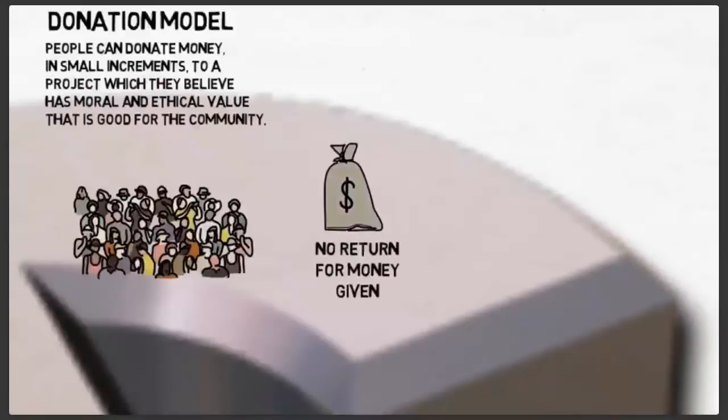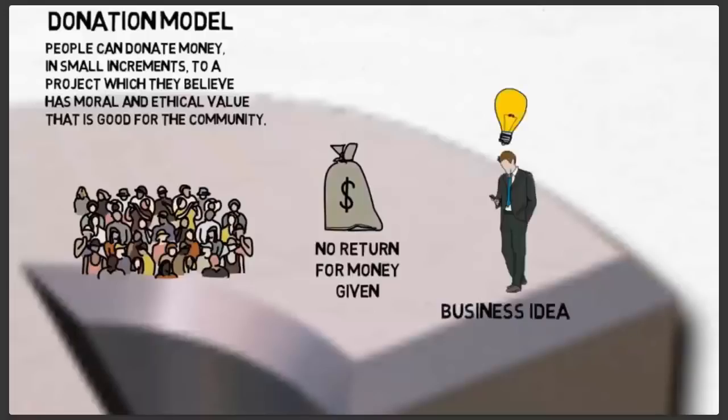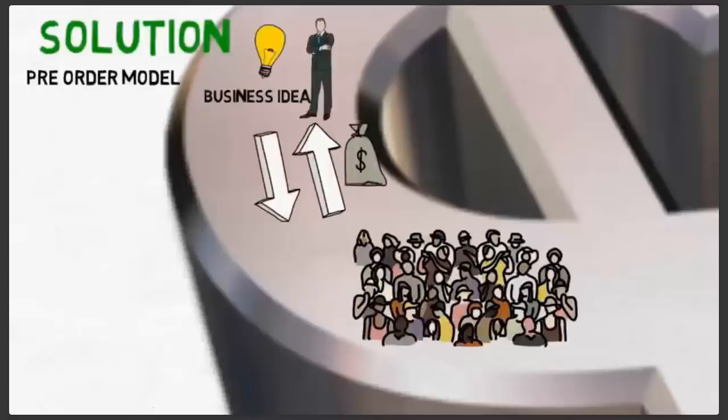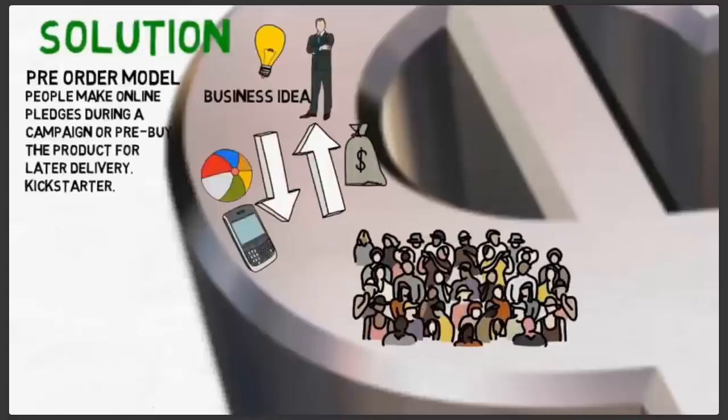The first is the donation method of crowdfunding. This model has been around for years. People can donate money in small increments to a project which they believe has moral and ethical value and that is good for the community. Examples of this are asking for donations on Facebook causes or GoFundMe. The second is the pre-order method of crowdfunding. Here people make online pledges during a campaign to pre-buy the product for later delivery. A good example of this is Kickstarter.